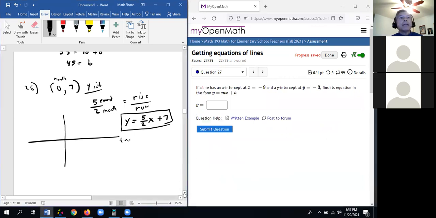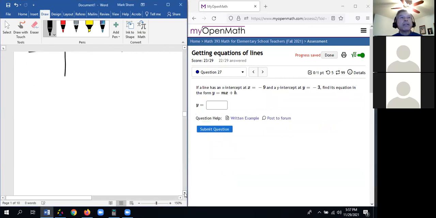So this one's giving you an x-intercept and y-intercept on 27. What's the equation? So on 27, you have an x-intercept at -9, 0, and you have a y-intercept at, let's do this one more time. That x-intercept, remember, the x-intercept gives you the x value. So the x value is -9, 0.